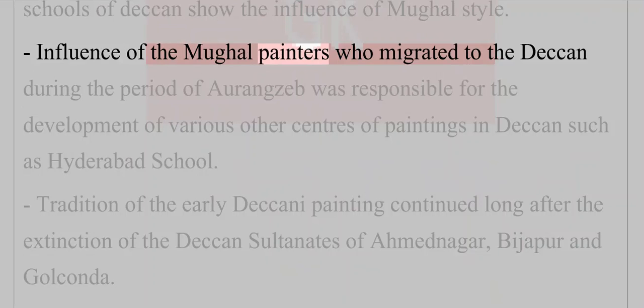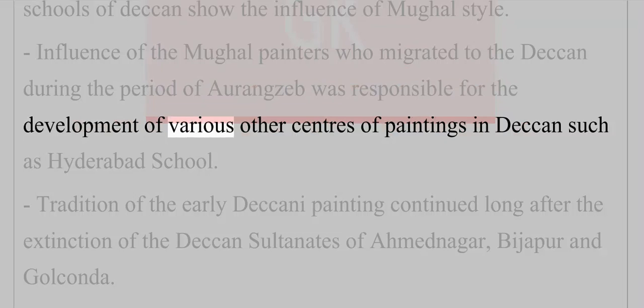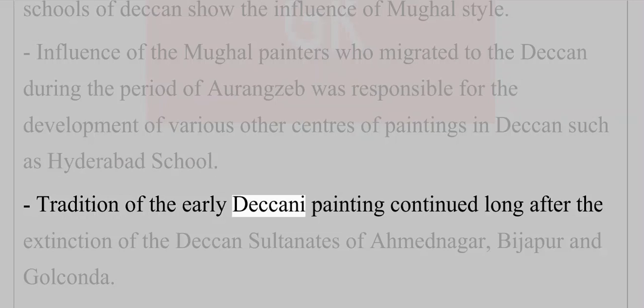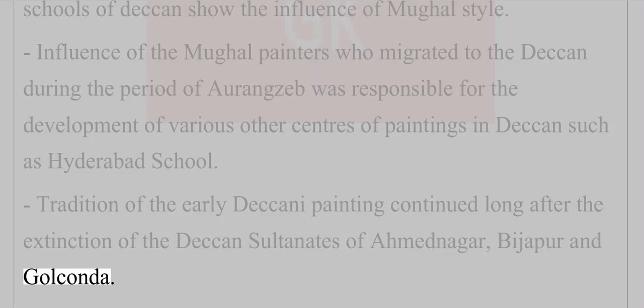Influence of the Mughal painters who migrated to the Deccan during the period of Aurangzeb was responsible for the development of various other centers of paintings in Deccan, such as Hyderabad school. Tradition of the early Deccani painting continued long after the extinction of the Deccan sultanates of Ahmednagar, Bijapur and Golconda.